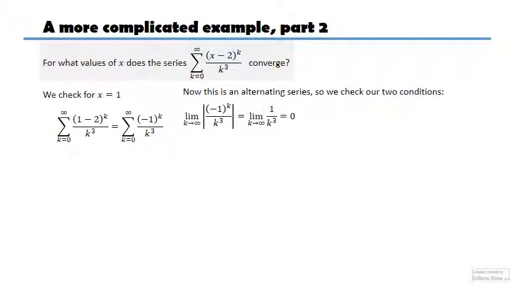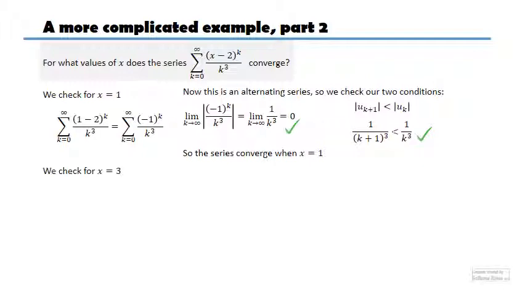One, the limit goes to 0, check. And the other one, that u_(k+1) is smaller than u_k. And that happens because the denominator keeps adding 1, so it's always going to be smaller. So check. Now we know the convergence when x equals 1. Let's check out for x equals 3.